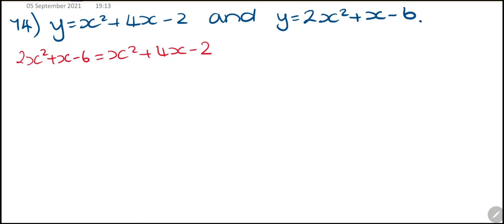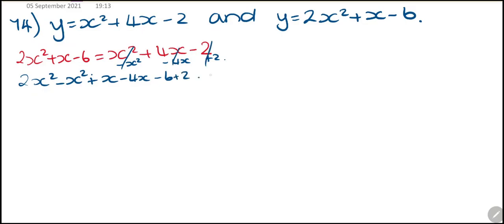And now I'm going to bring everything onto one side just to make it easier, and then we can factor. So 2x squared, bringing over, we're going to minus x squared from both sides. And then we've got plus x, we're going to minus 4x from both sides. And then we have minus 6, so I'm going to add 2 to both sides. So this is going to equal 0. So simplifying, we're going to have x squared minus 3x minus 4.